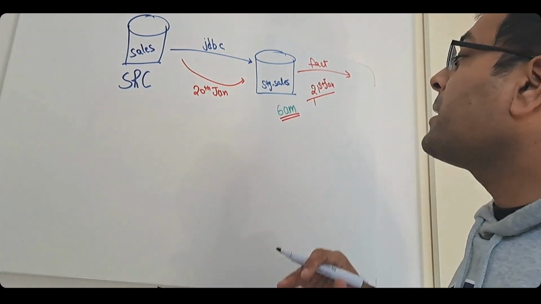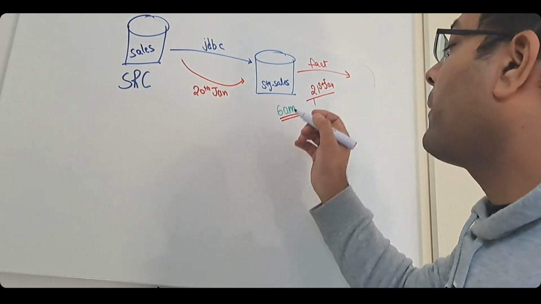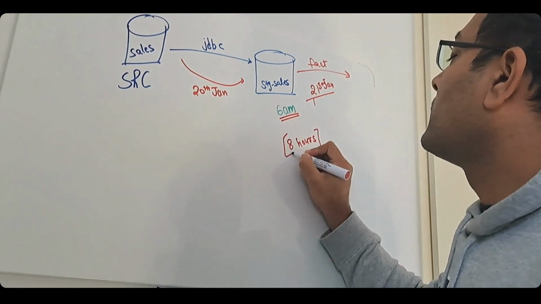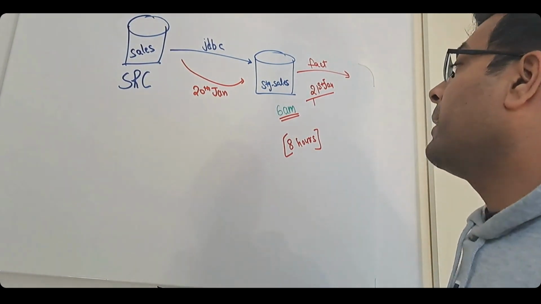Now my requirement is I don't want to run it one time a day. I want to run it multiple times in a day. So say I want to run it every 8 hours. So from a daily job, I want to make it an intraday job that will run every 8 hours.